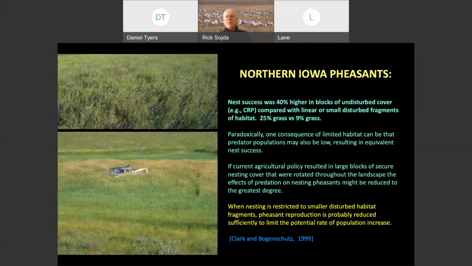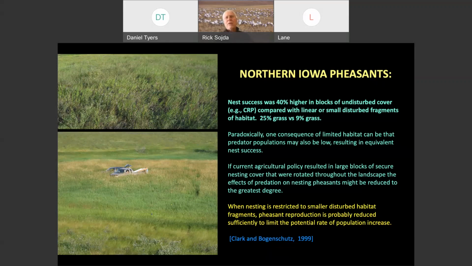But one of the things that's interesting about their study is, paradoxically, one consequence of limited habitat can be that greater predator populations may also be low, resulting in equivalent nest success, which is interesting. But if you think about that, the part of the problem, those large blocks of undisturbed cover, means you've got more area to put more nests in. And so even if your nest success is the same, you're still going to have a lot more nests in large blocks.